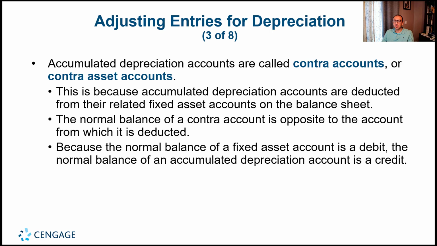And because of that, we give it a negative nature or an opposite nature, which is a credit in this case. This is because accumulated depreciation accounts are deducted from the related fixed asset accounts on the balance sheet. We call them contra assets. The normal balance of a contra asset account is opposite to the account for which it's deducted. So let's say we have equipment or a building. They have a debit nature. The normal balance of accumulated depreciation would be a credit. Because the normal balance of a fixed asset account is a debit, the normal balance of accumulated depreciation will be a credit.